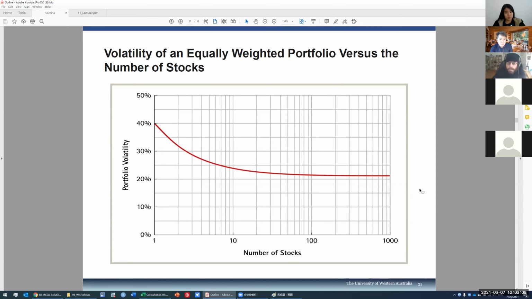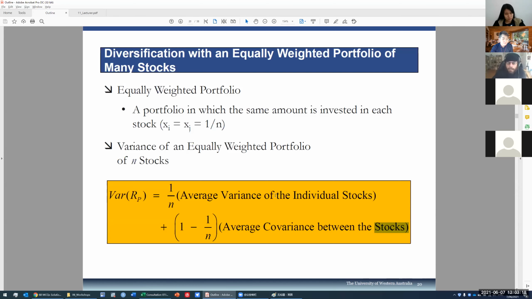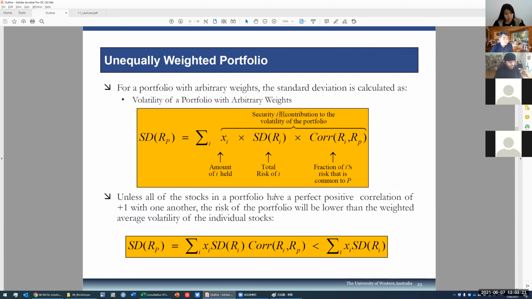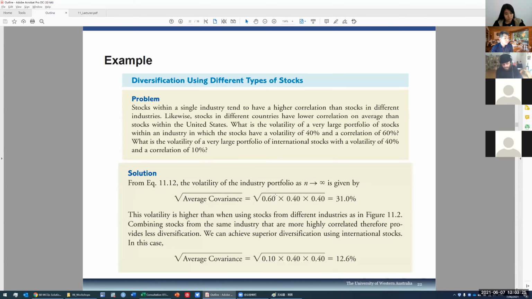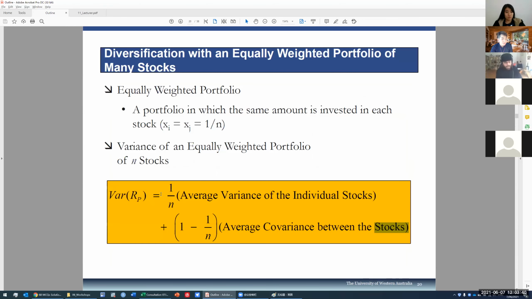Yeah, go ahead. What is the square root of average covariance? It's on slide 22, just one above this. Is it the correlation? Not really. This one is just saying that as n gets larger, the variance is approximated by the average covariance, such that the volatility is approximated by the square root of the average covariance.